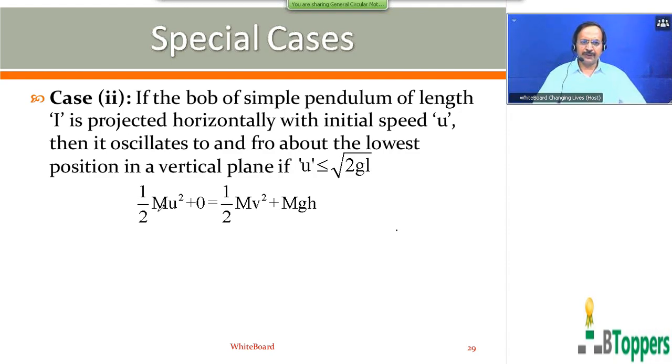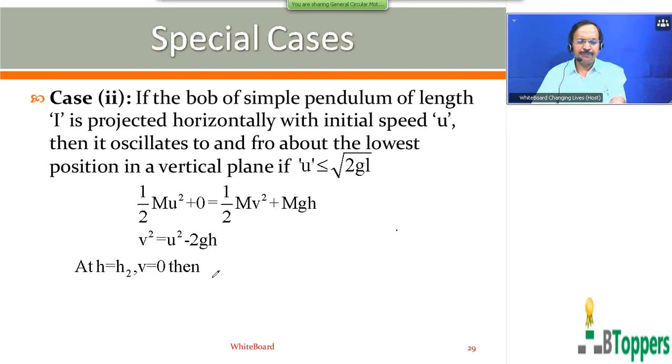u is the magnitude of velocity at the lowest position, and v is the magnitude of velocity at height h above the lowest position. From conservation of energy, you can write half mu square plus 0, where we assume the gravitational potential to be 0 at the lowest position, equals half mv square plus mgh, or v square equal to u square minus 2gh. This equation is already familiar to you. At h equal to h2, v is 0. So you substitute v equal to 0 on the left side and h equal to h2 on the right side. So you get u square equal to 2gh2.